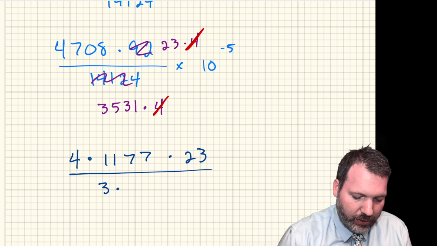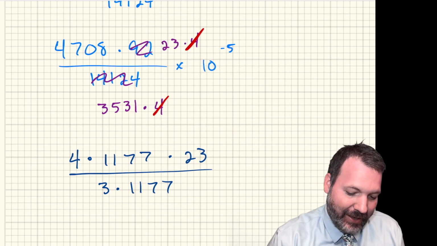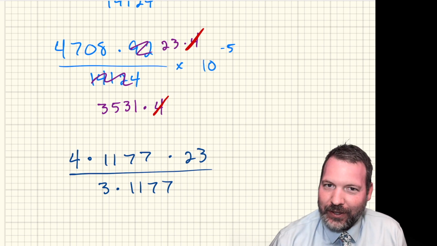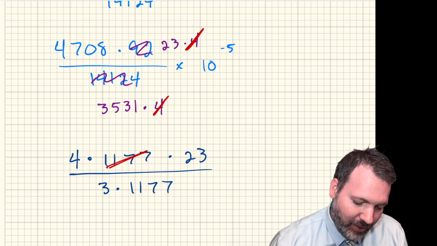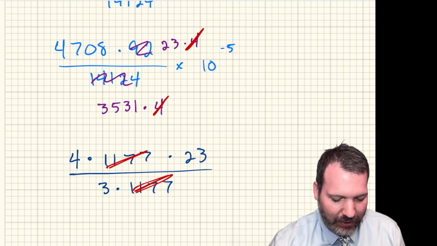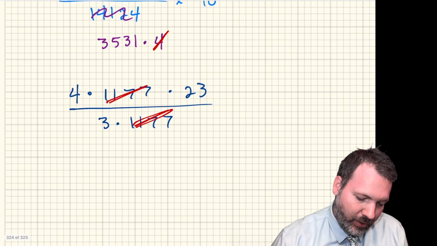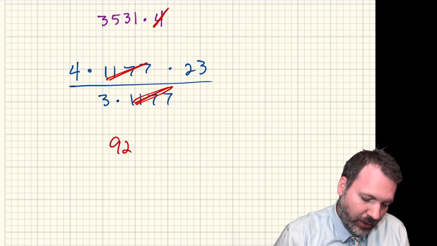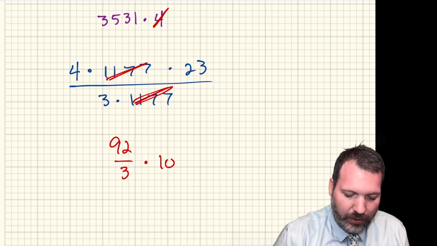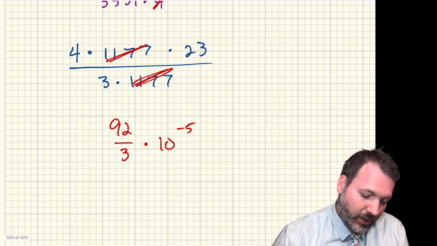So what is that? 3 times 1177. Oh, okay, maybe we're not using a log table. Maybe we just have a teacher who wants to see if we can factor. So the 1177s go away, and we're back at 92 divided by 3 times that 10 to the negative 5th that we moved up earlier.